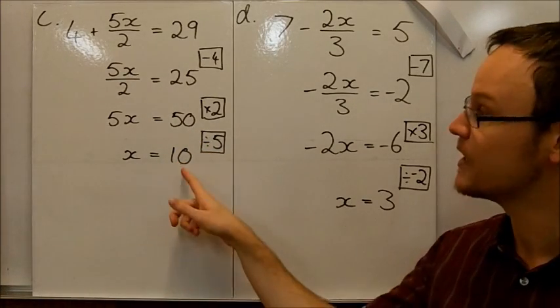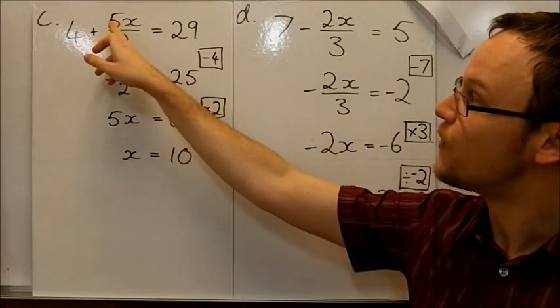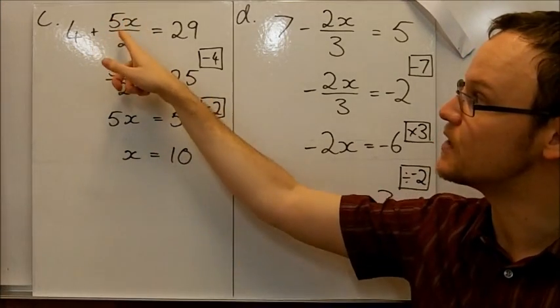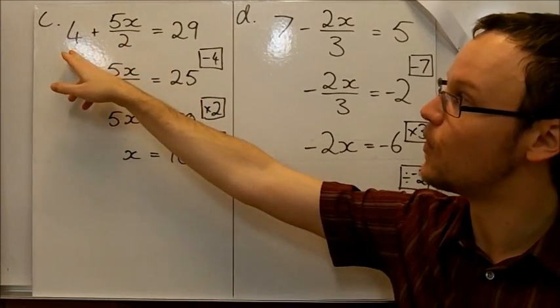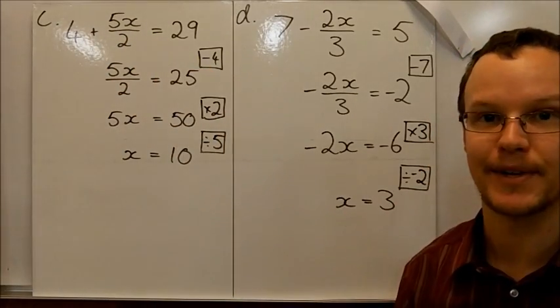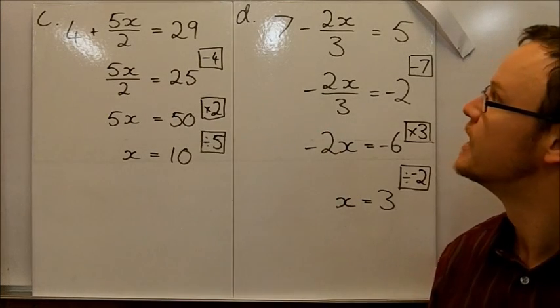Once again, we can double check. 10 into here. So 5 times 10 is 50. 50 divided by 2 is 25. 25 plus 4 is 29. Okay, so we've got it right there.